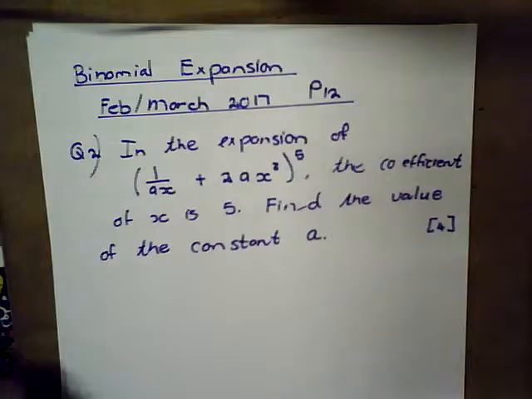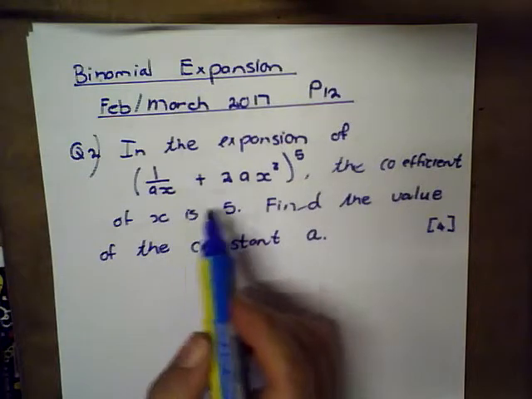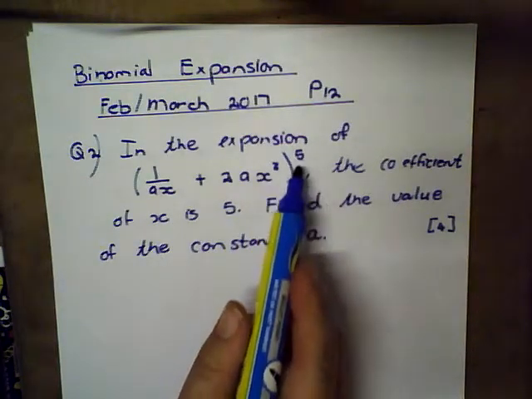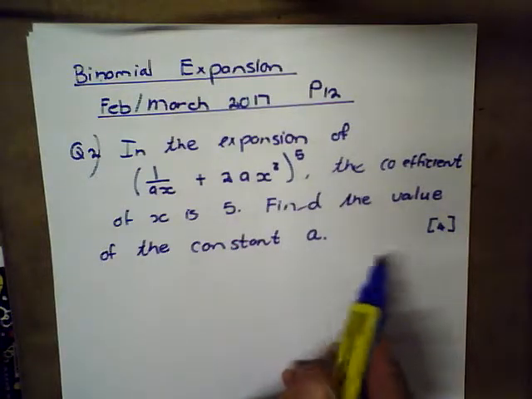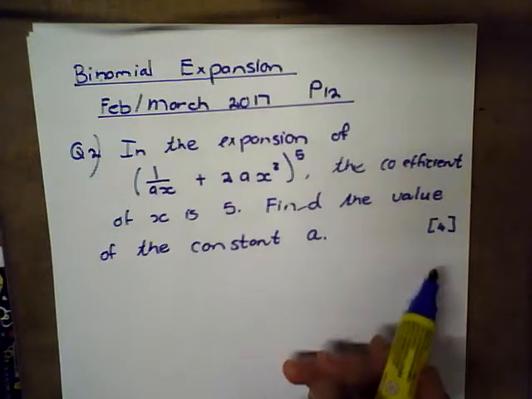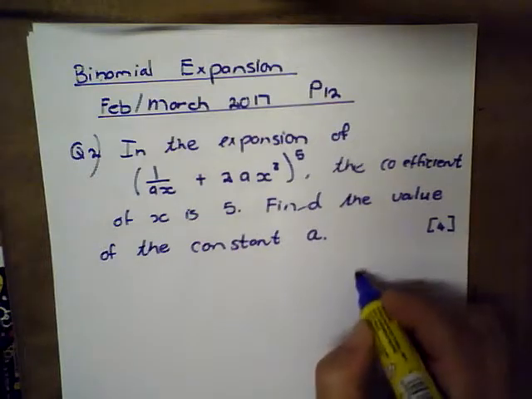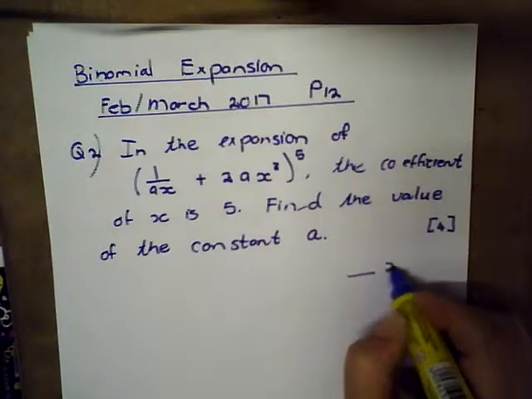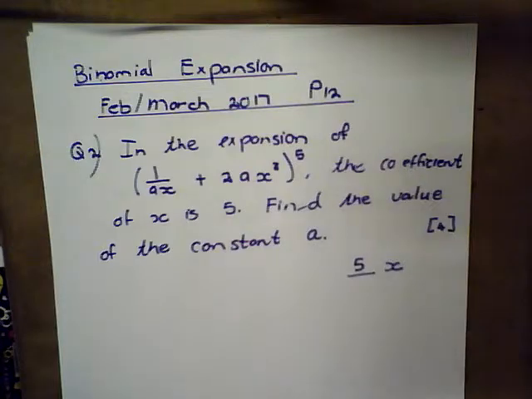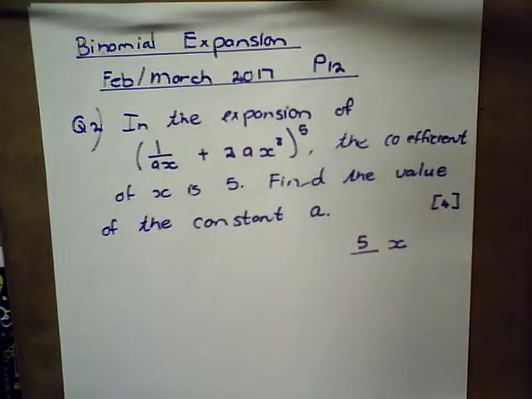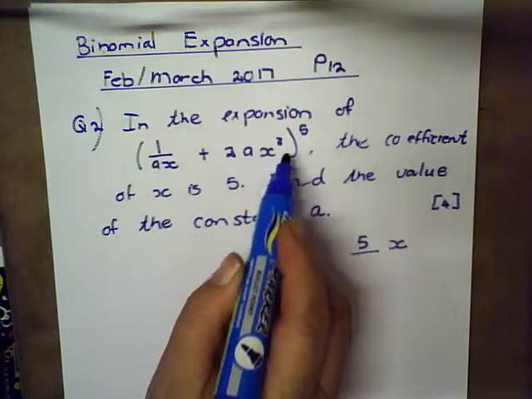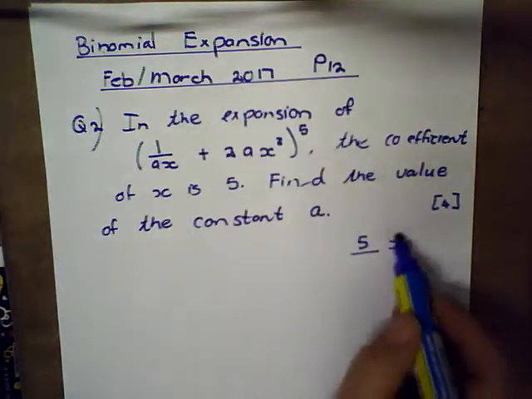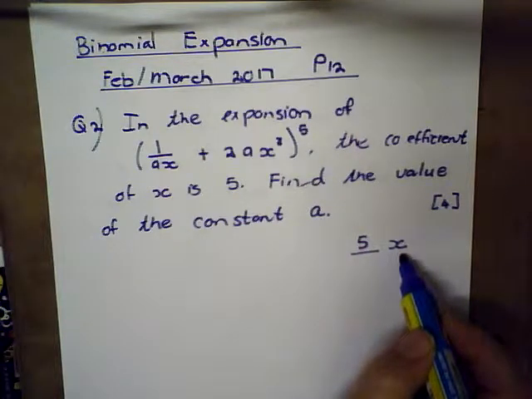Okay, in the expansion of (1/(ax) + 2ax²)^5, the coefficient of x is 5. Find the value of the constant a, and this is worth 4 marks. So we know that the coefficient of x would be 5, and I'm just writing that down. Then we need to take this and expand it to the power 5. Find the x that can stand on itself.